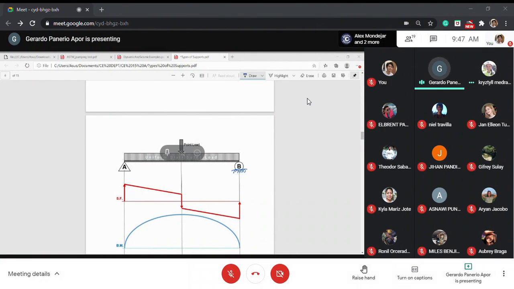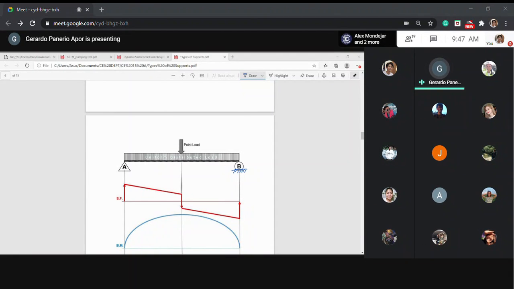The reactions are equal to 0? No, not that. If I correct it, the summation of all forces is equal to 0. It is in equilibrium, not the reaction. Let us take an object resting on a table.